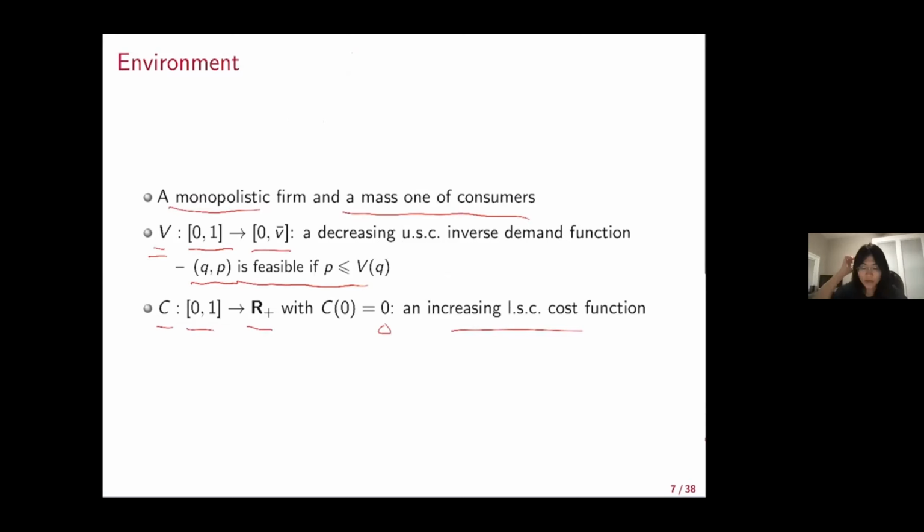Oh, actually, I was not clear enough. So actually I allow the monopoly not to clear the market. So if this is the V function, the inverse demand function, all the points below it are feasible points for the firm. Okay, let me rephrase it. You restrict the monopoly to set a uniform price.